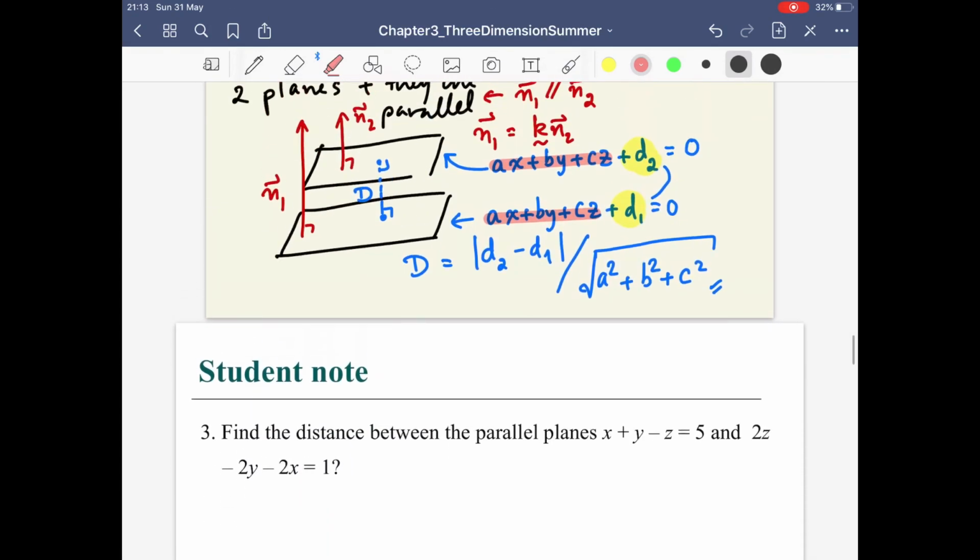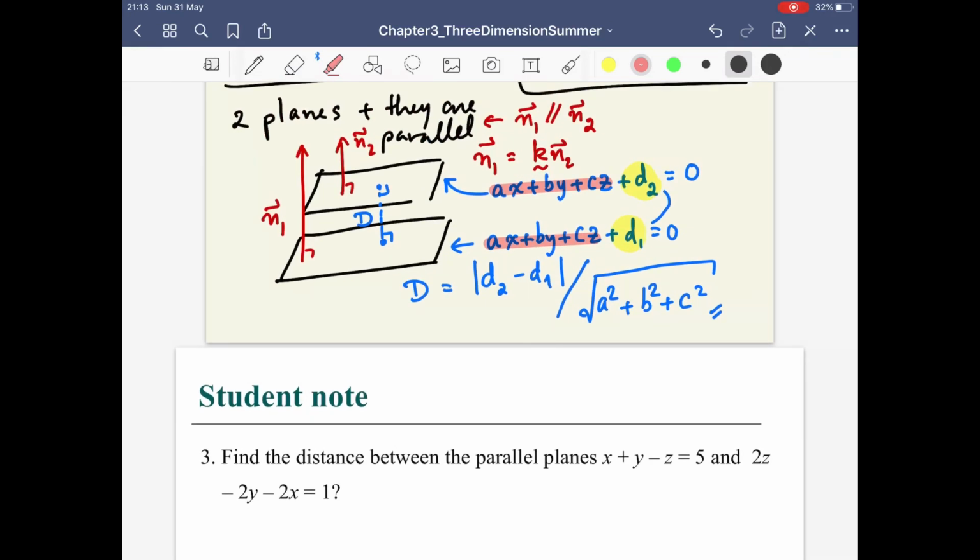So for example, if you need to find the distance between these two parallel planes, how do we know that they are parallel? Here we have negative 2 and negative 2x. So you rewrite it and divide the whole thing by negative 2. Then your first plane is x plus y minus z minus 5 equals 0. You just move it over there.